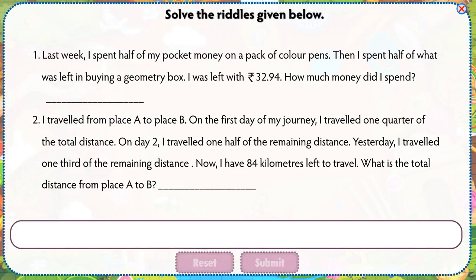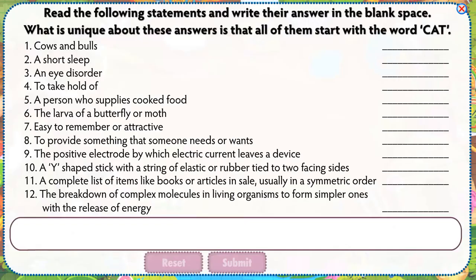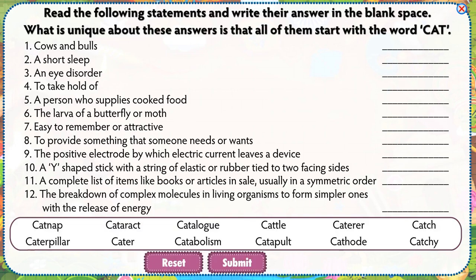Solve the riddles given below. Read the following statements and write their answer in the blank space. What is unique about these answers is that all of them start with the word cat.